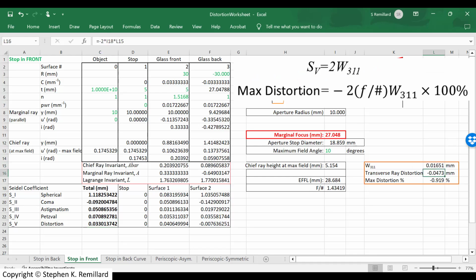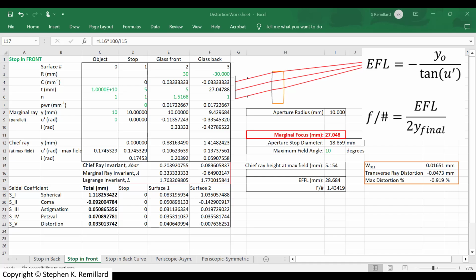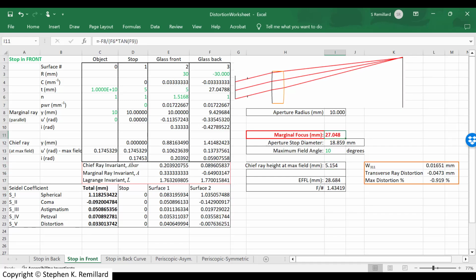Then the transverse ray distortion is computed from the wavefront error, and from that the max distortion is computed as the fraction of transverse ray distortion divided by the chief ray height at the maximum field, which is here in cell I15, and is a straight line extrapolation of the chief ray from the back glass surface to the image. Where the image is determined using the refraction equation to find out where the marginal ray reaches the optical axis. Okay, well that's how the spreadsheet determines the maximum distortion percent.